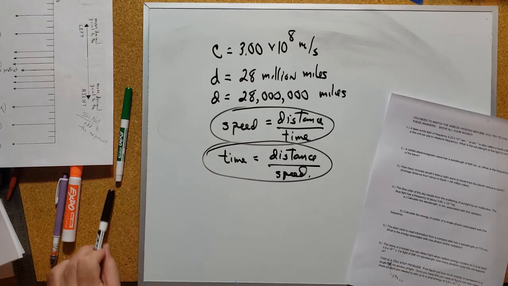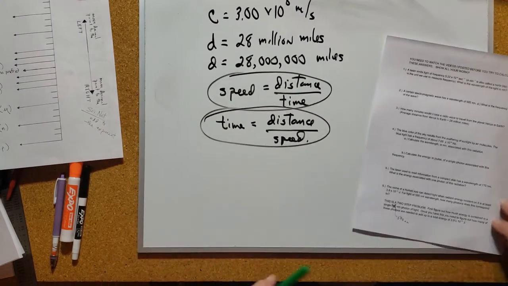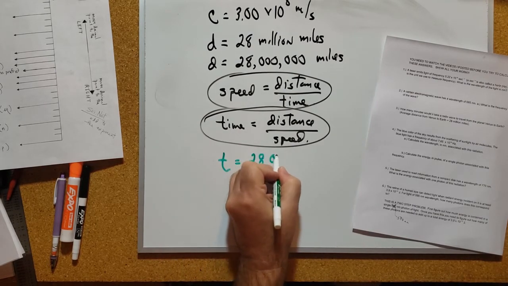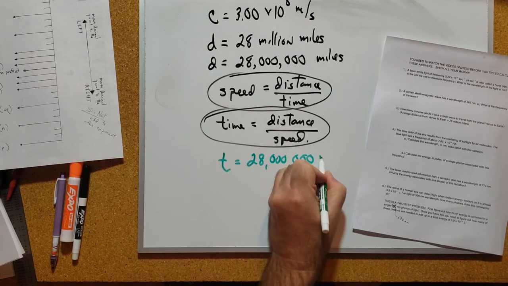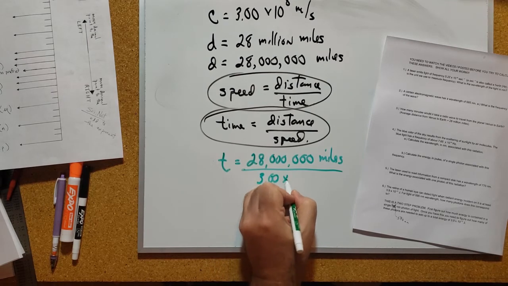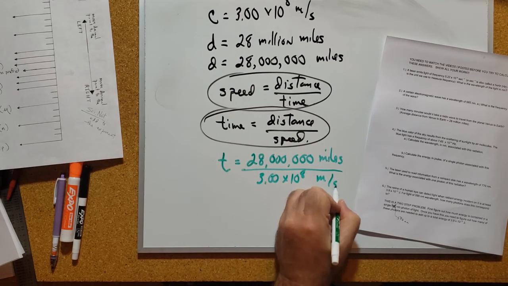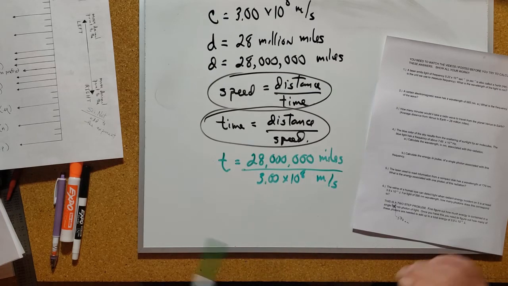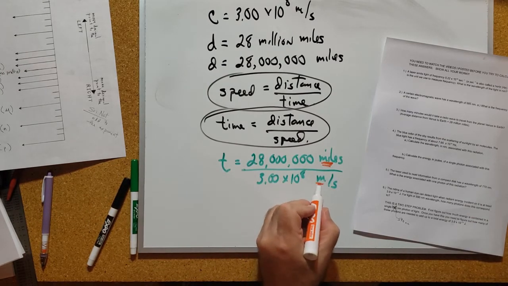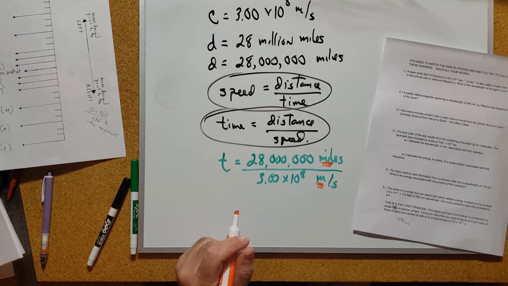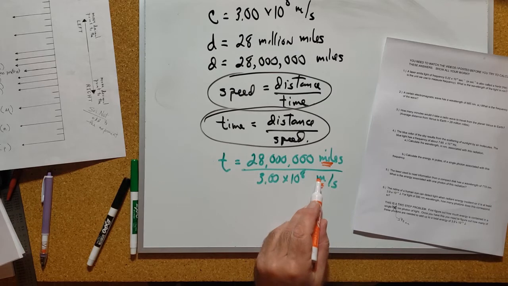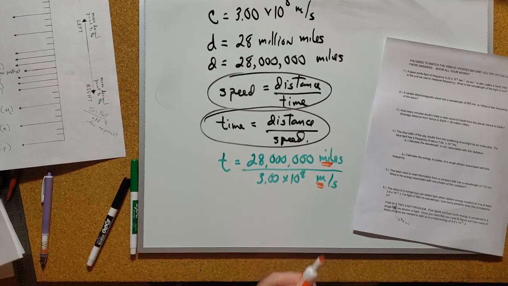Now let's take a look closely at T for time. The distance is 28 million miles, and the speed is 3.00 times 10 to the 8th meters per second. Now, I'm hoping you caught here that we've got a disparity between our length units. The distance between the Earth and Venus is given in miles, but the speed is given in meters per second, not miles per second.